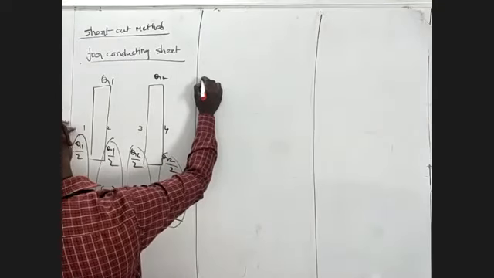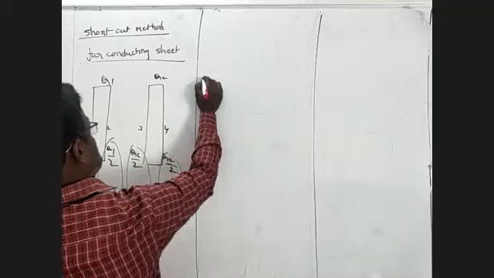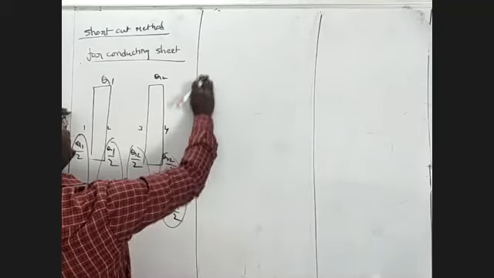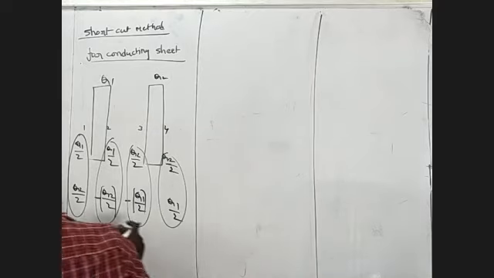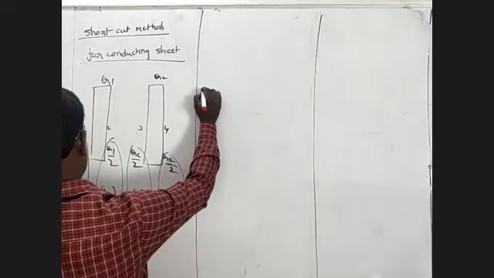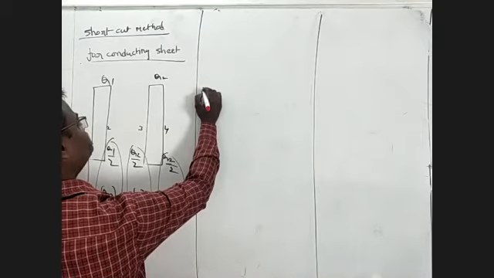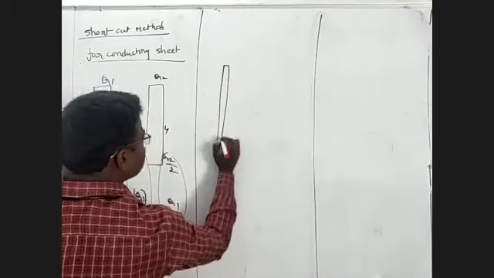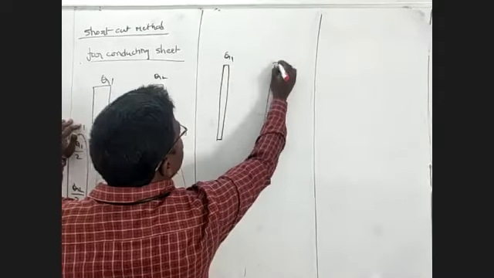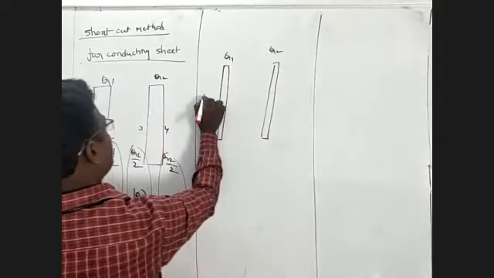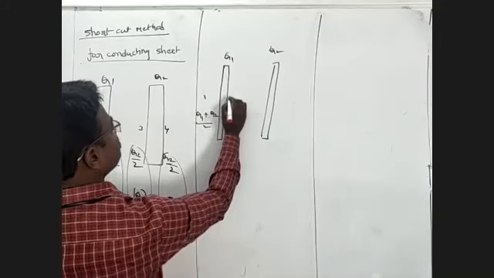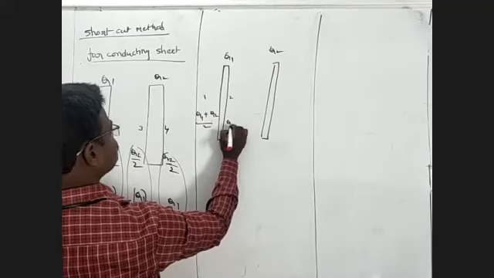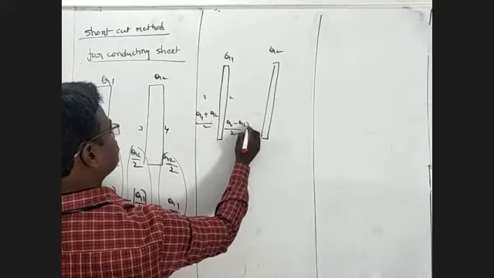So for region 1, at this place, this is plate Q1 and this is Q2. In region 1 it is Q1 plus Q2 by 2. Number 2 means Q1 minus Q2 by 2. That is your answer.